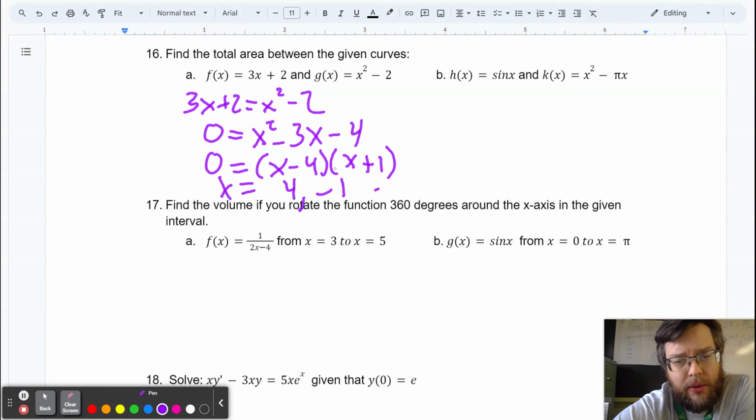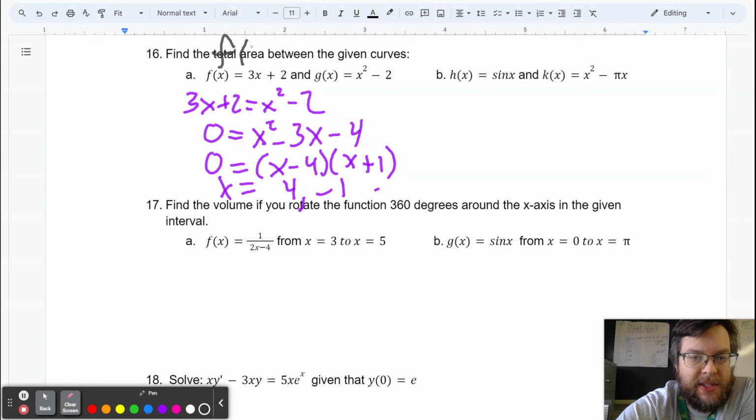All I need to know now is who's on top and who's on bottom in between those points. So I'm going to choose x equals 0 because that's in between my two boundary points.